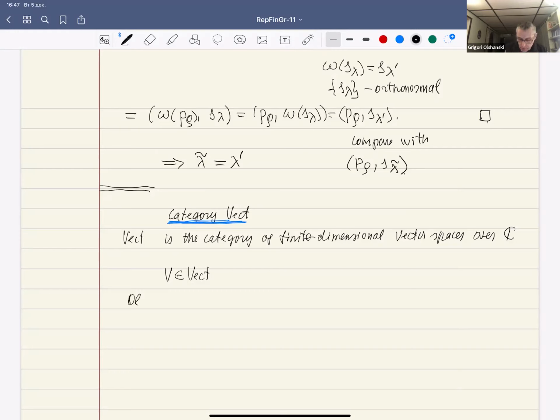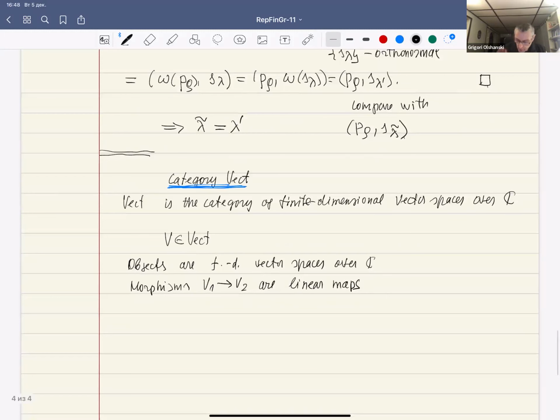So the objects of this category are finite dimensional vector spaces over C, and morphisms, the arrows, are linear maps between two vector spaces. So first of all, the notation Hom is the space of linear operators from one space to another, and it's itself a vector space.